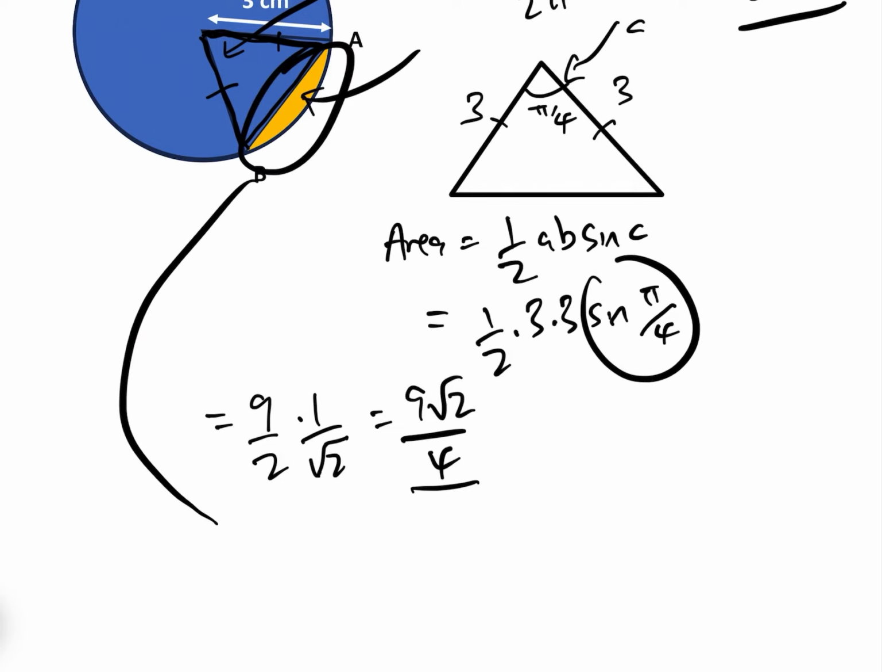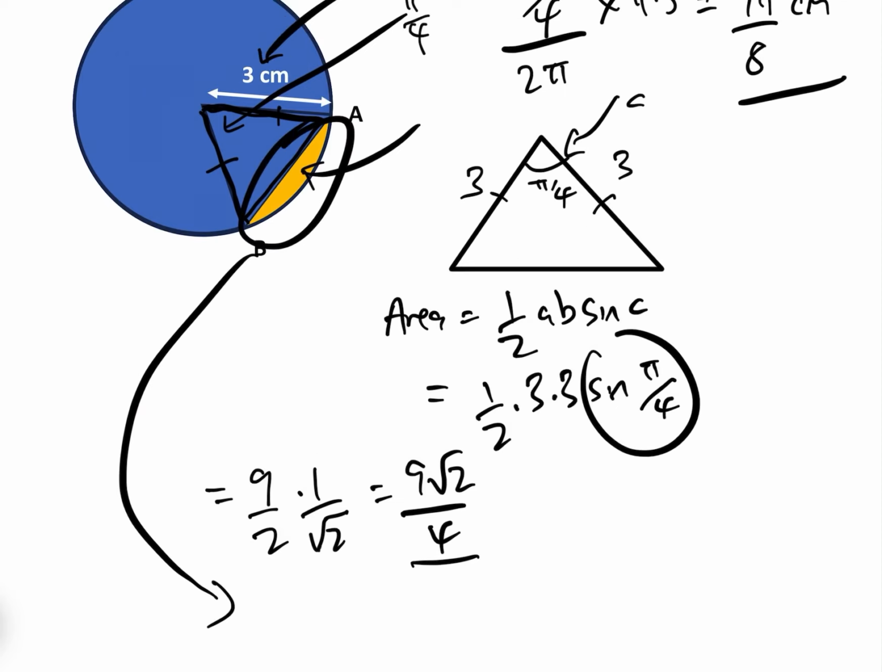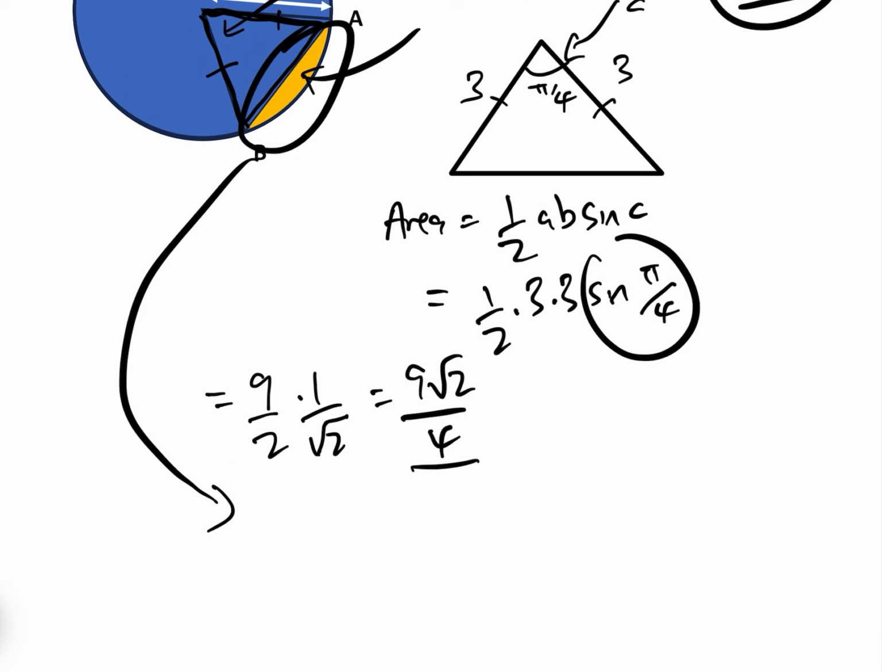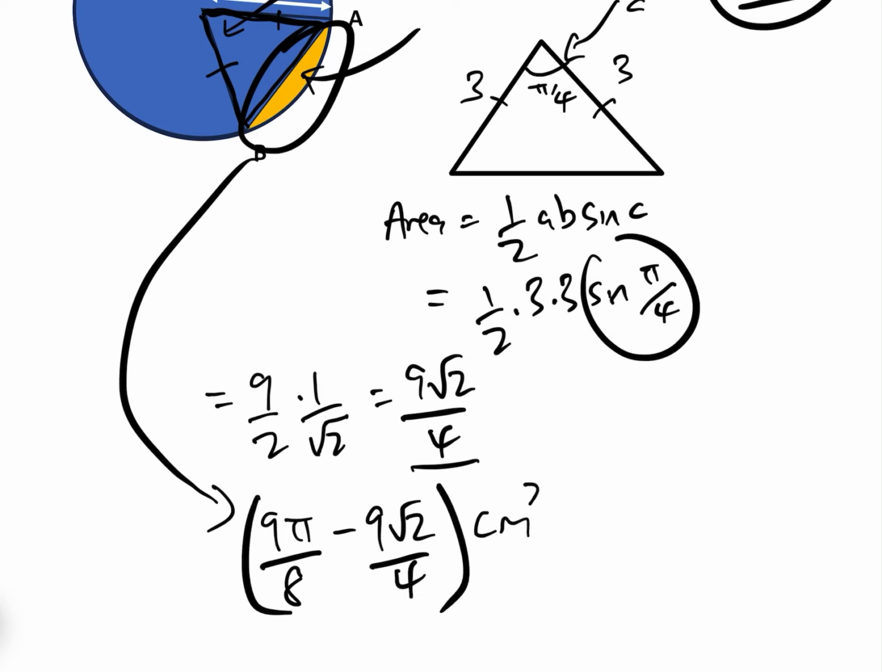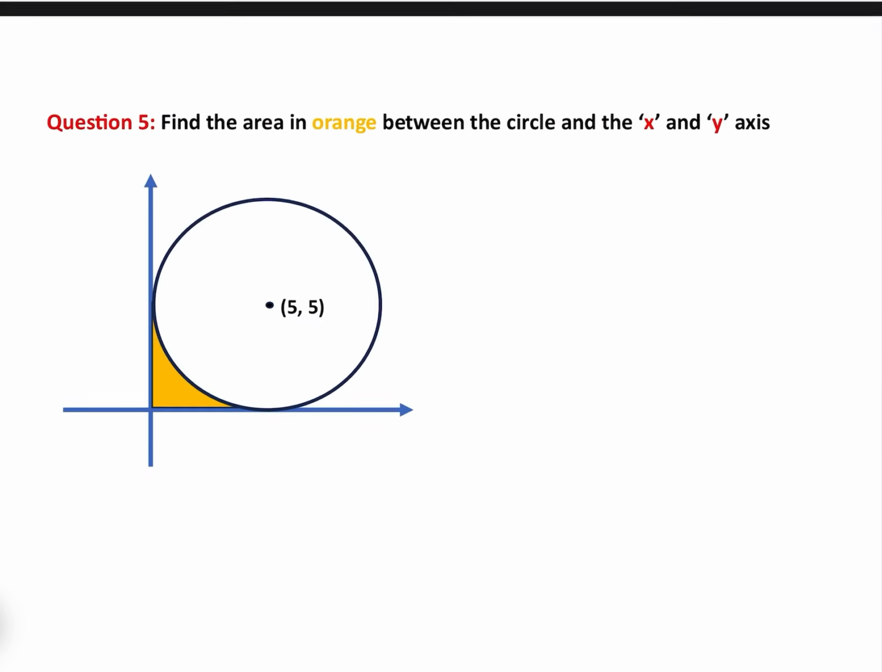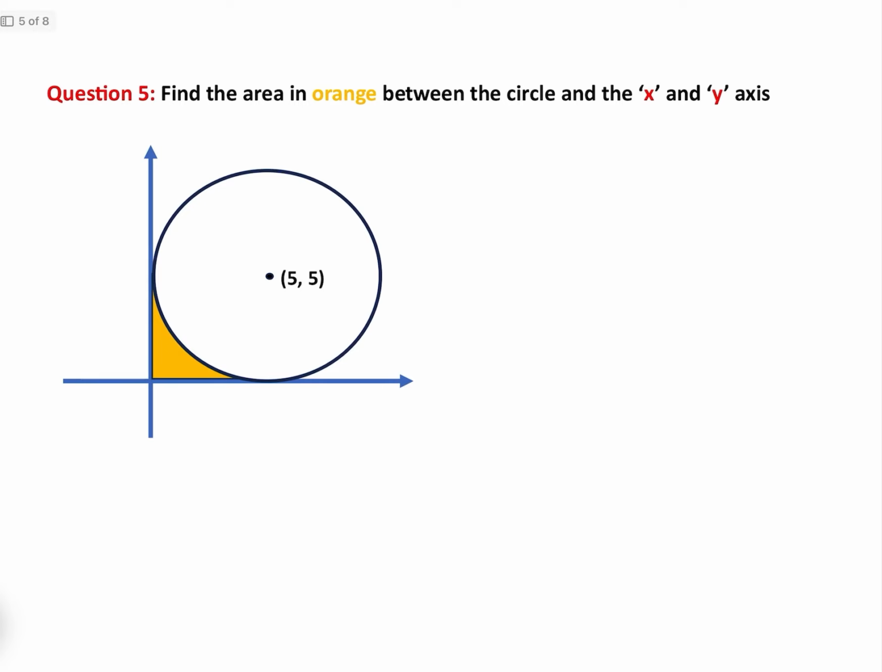So therefore the area of this orange segment is just one take away the other, which is 9 pi over 8 take away 9 root 2 over 4 centimetres squared. And we can't simplify that because that's pi and that's root 2, and we can't add or take them together, so we can just leave that as it is. And that is the area of the orange segment. Okay, question number 5. Find the area in orange between the circle and the x and y axis there. If you want to pause the video to do this one.